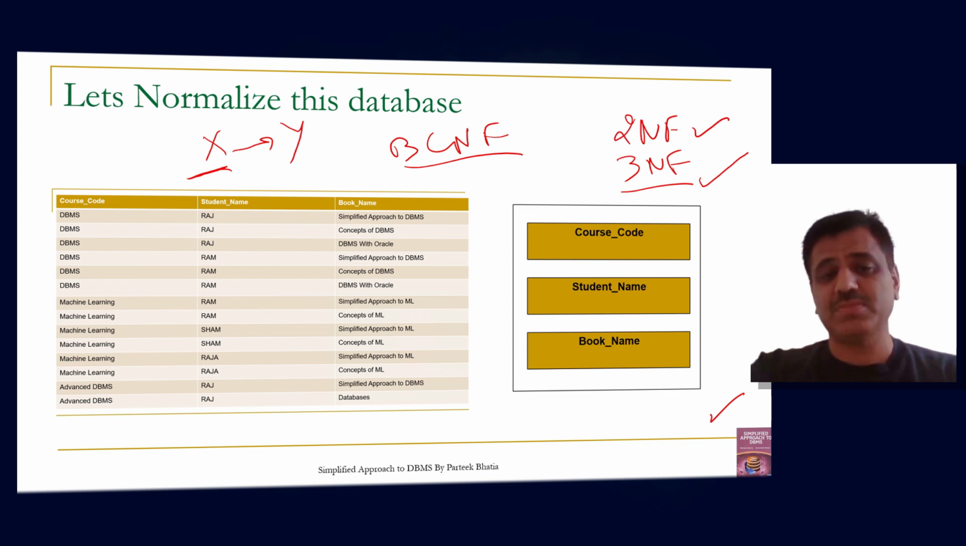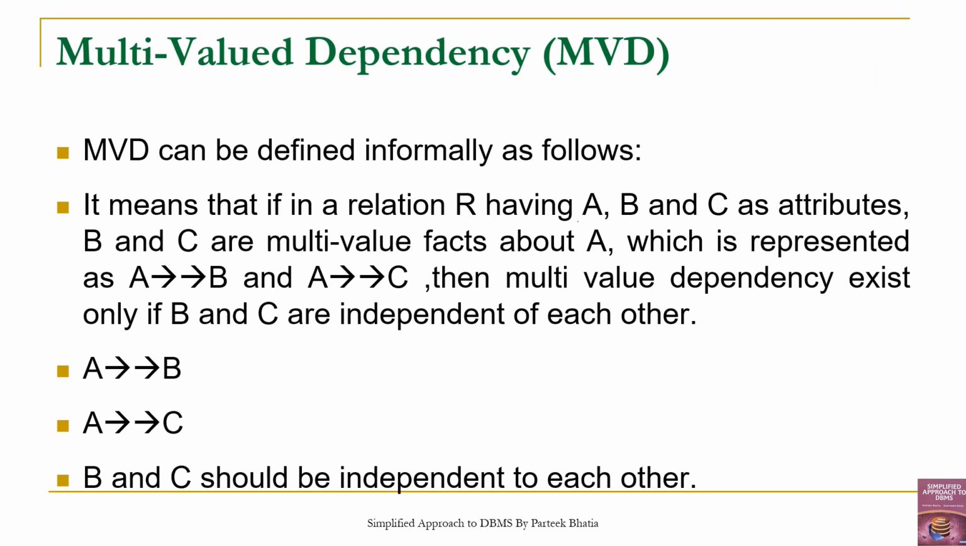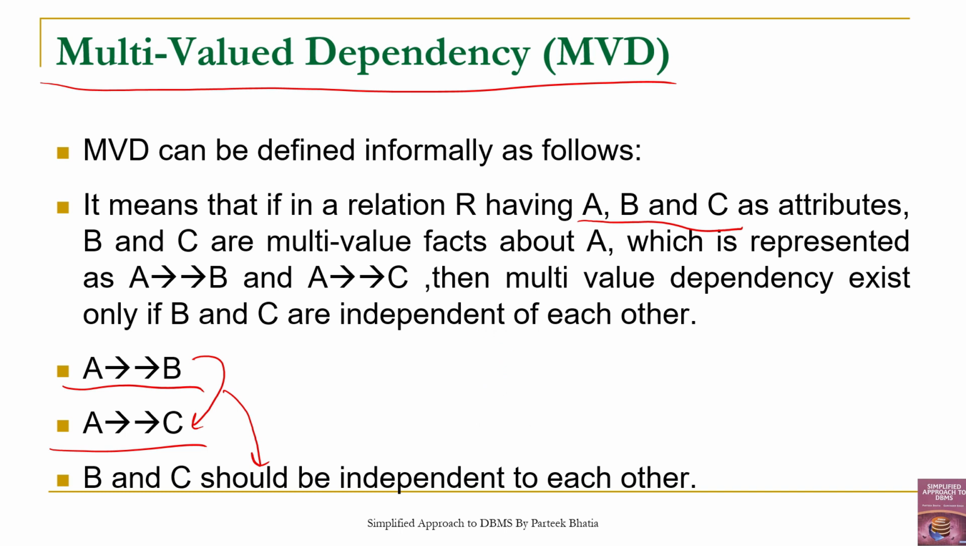But still we have some anomalies in this table. So in order to deal with this kind of situation, we have created fourth normal form. And this normal form deals with the concept of multi-value dependency. Here you have three attributes A, B and C. For A, there are multiple values of B. For A, there are multiple values of C. And if B and C are independent of each other, then this case is called multi-value dependency.